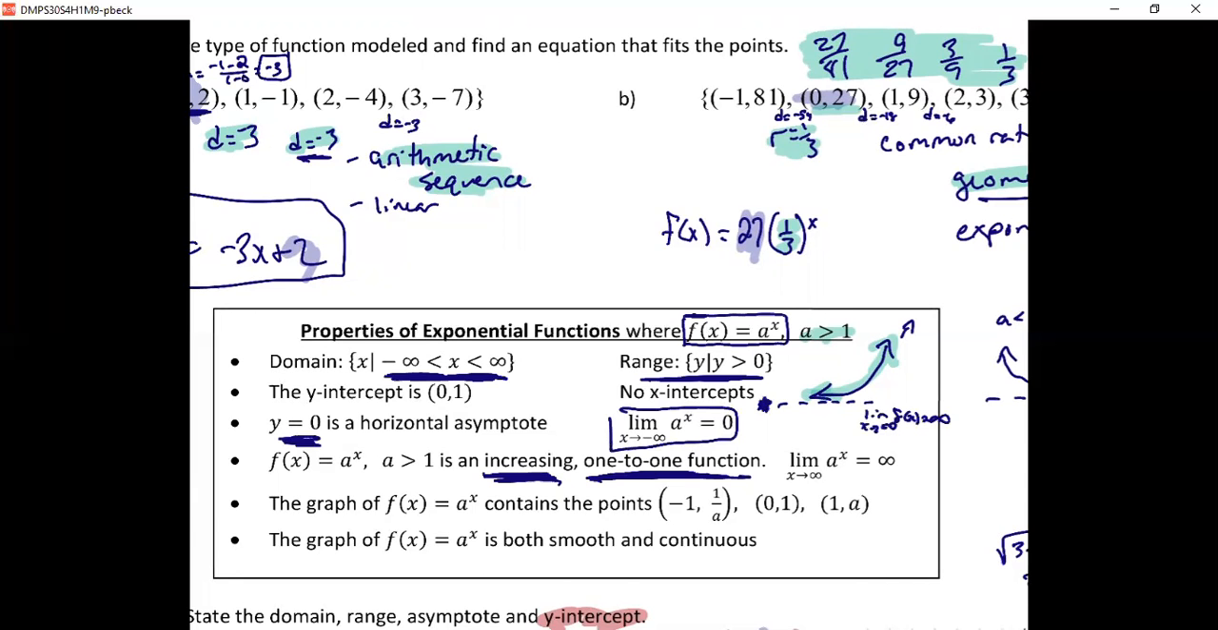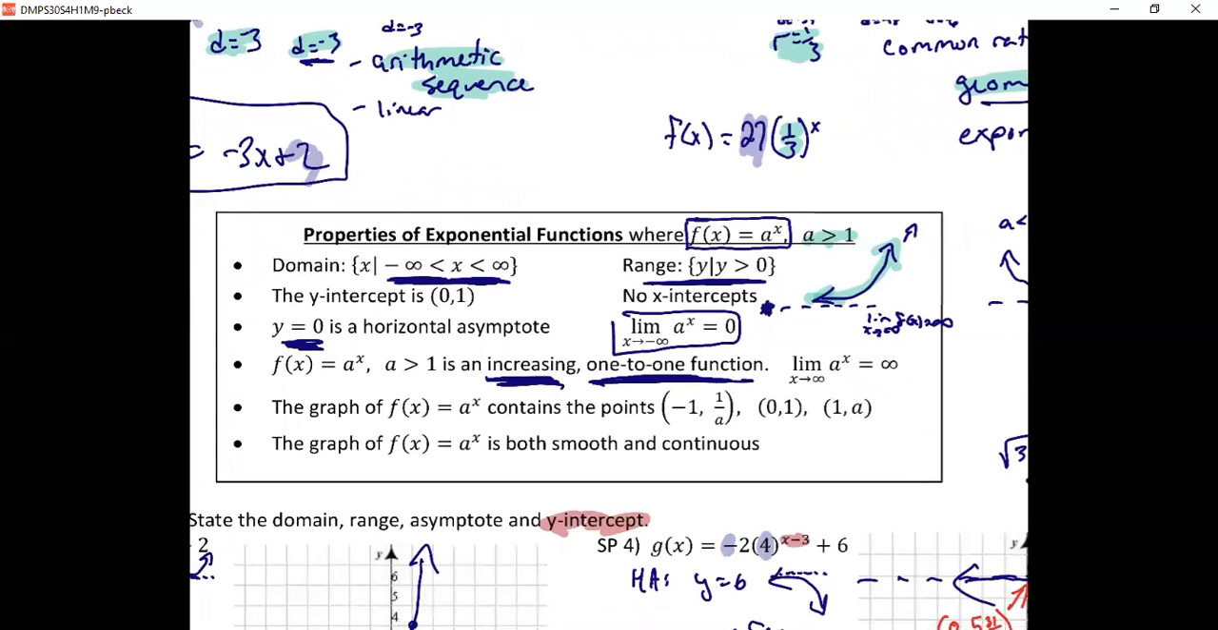Last but not least, these 3 points that I'm going to have you graph, -1, 1 over a, 0, 1, and 1, a, those 3 points are going to be the 3 key points that I'm looking for. The reason is that on our graph, that is usually where we're going to see the curvature of that exponential growth the most. So I care about those 3 points because they typically will show that. They don't always, but typically they do.